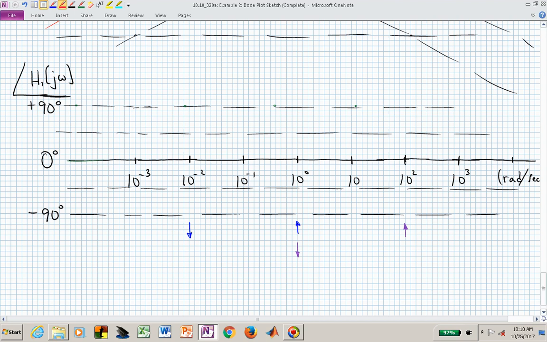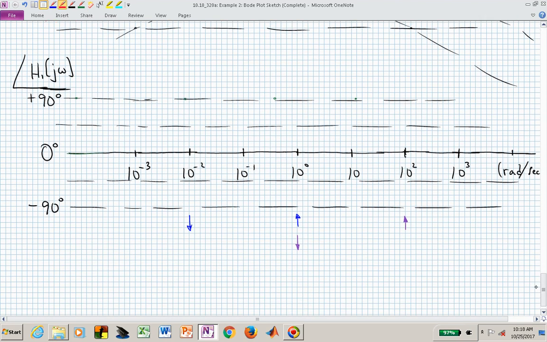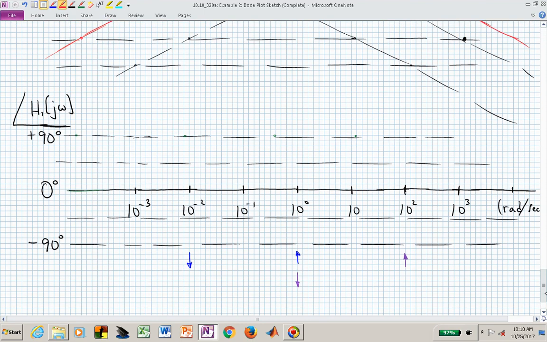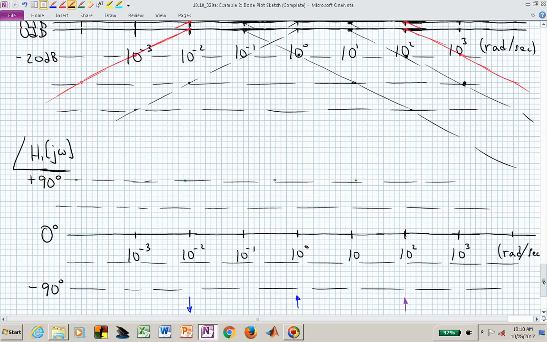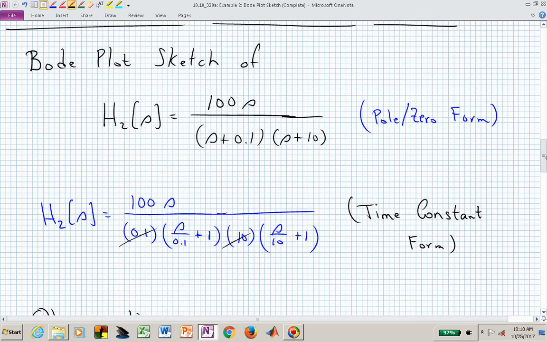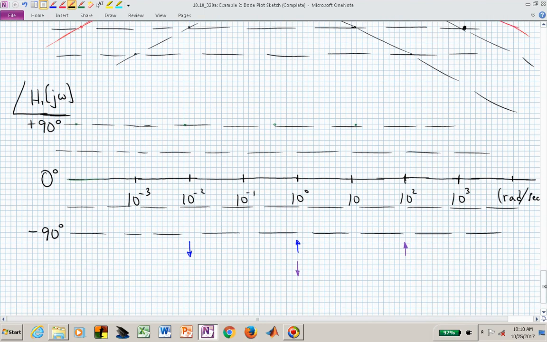In the phase plot, what I've actually indicated are some up and down arrows to sort of guide us through this process. We start actually with the angle due to the 0 at the origin, and that's a plus 90 degrees. So let's go ahead and just say, this is the 0 at origin. That always contributes 90. Then we have a pole that kicks in at, or it is centered at 0.1.